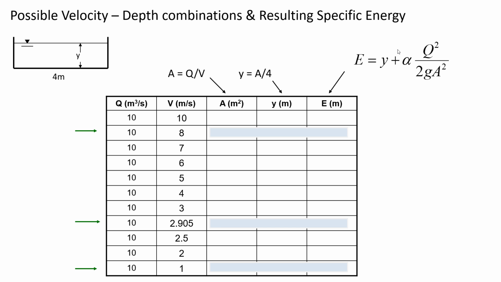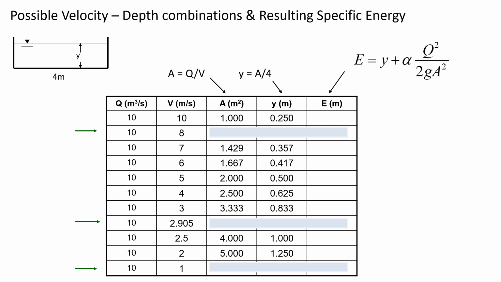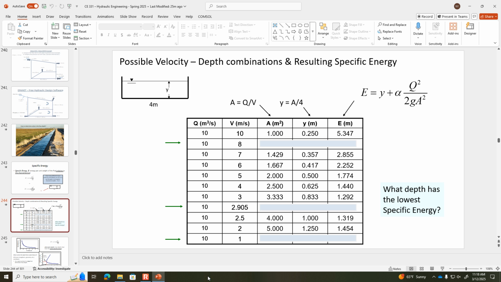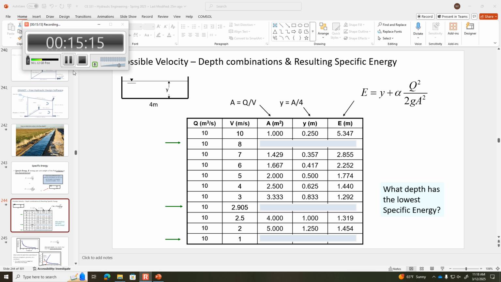Alpha is the kinetic energy correction factor, and if you have turbulent flow, which we will in every case, then alpha is 1. If you had laminar flow, then alpha is 2. So most of the time, I won't even bother showing alpha in most of the equations. We just assume that it's close enough to 1 that it's negligible. All right, so just wanted to break in with that.